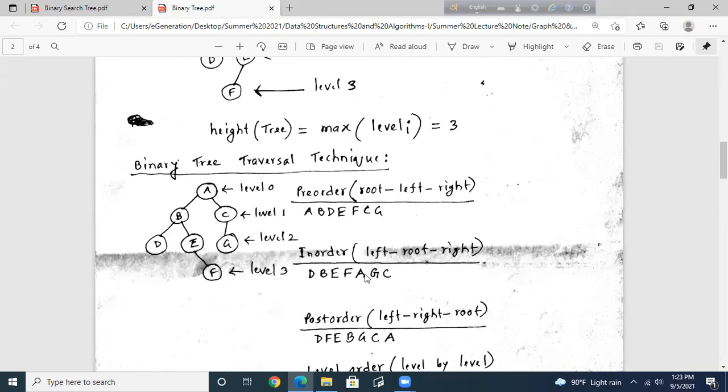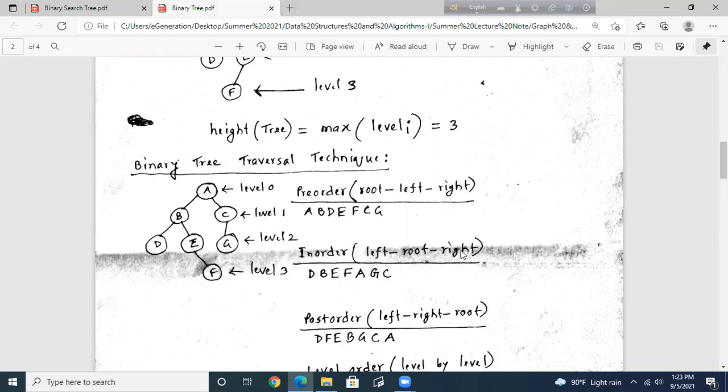Now in-order traversal. In in-order traversal, the root is in the middle position, and before the root we have left, then right.